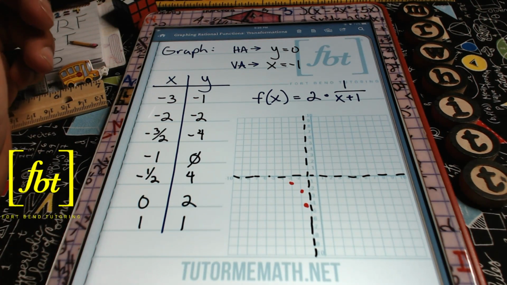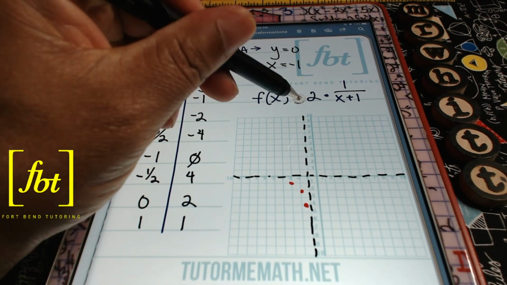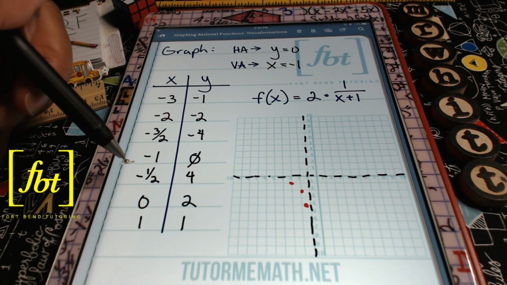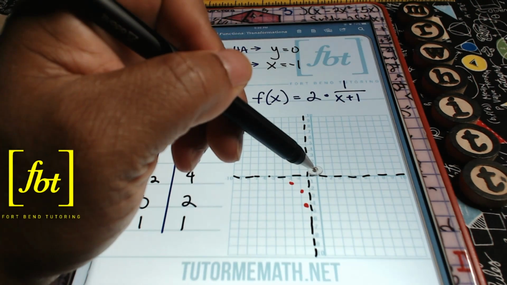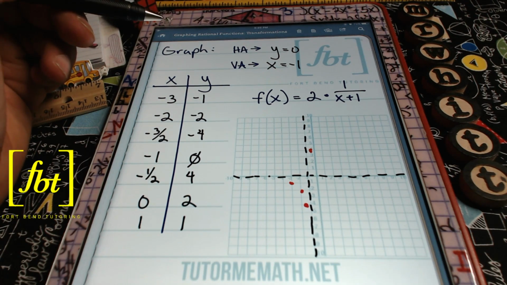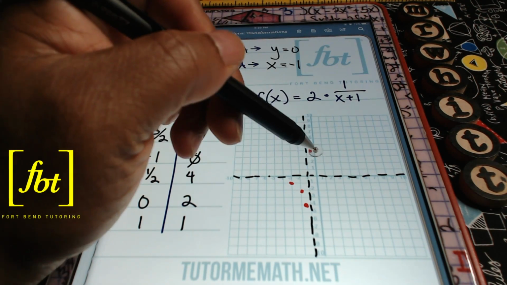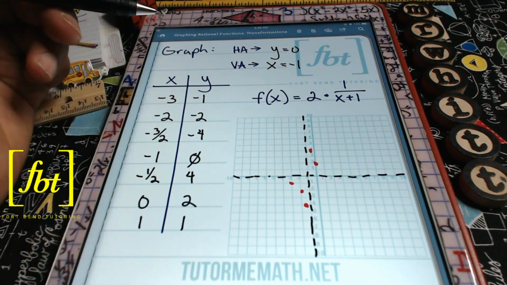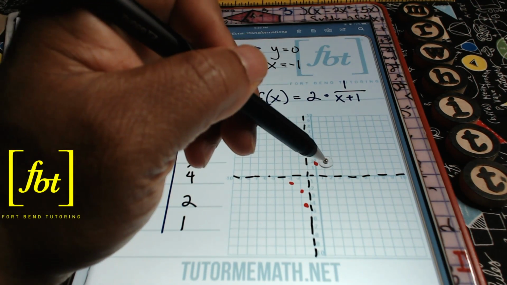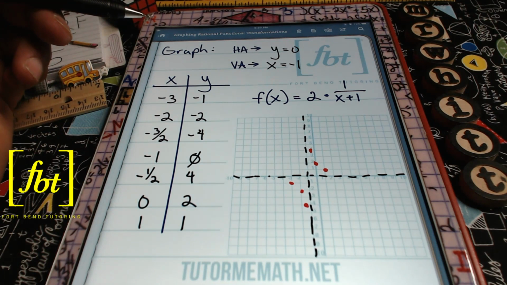Now we know that at -1, the function is undefined, aka our vertical asymptote. And so we move on to (-1/2, 4). So at -1/2, I'm going to be at +4. That gives me a point right here. And next I'll be at (0, 2). That'll be our y-intercept if you needed to keep up with that. And then we'll have (1, 1) as our last point from the XY chart.